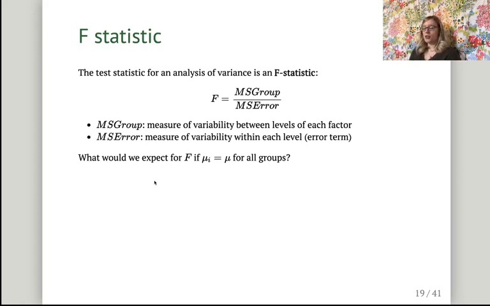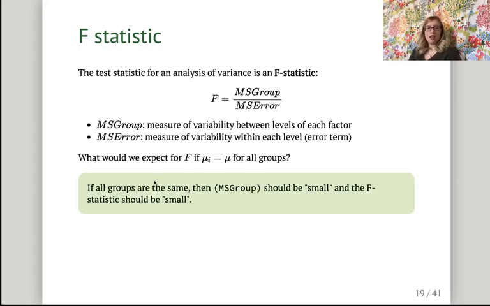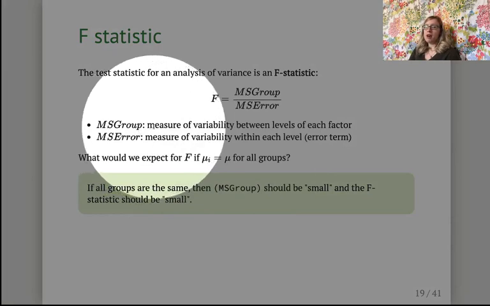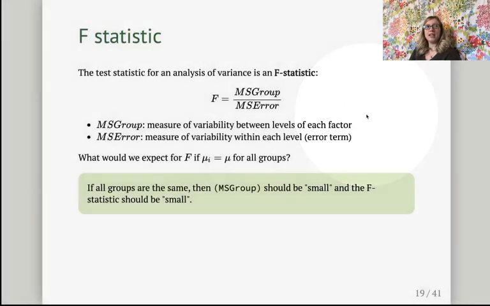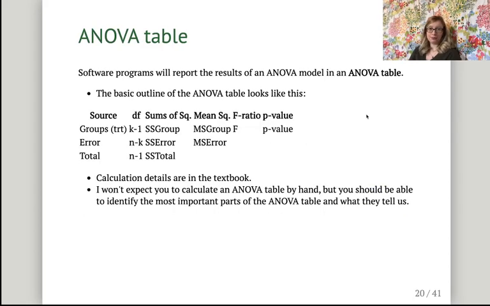Now, if all of the groups are exactly the same, then there shouldn't be much variation between those group means. So MS group should be pretty small, and the F statistic should be pretty small. So small F statistics will help support the null hypothesis. Large F statistics will be better evidence for the alternative.